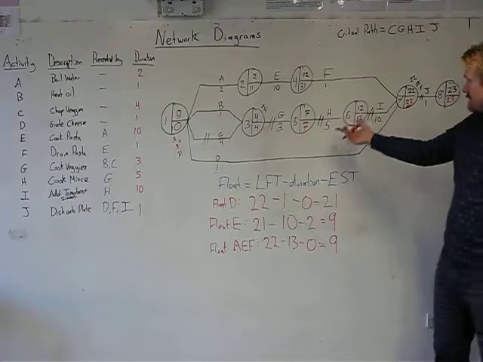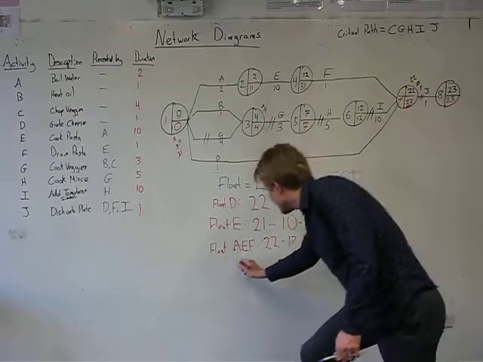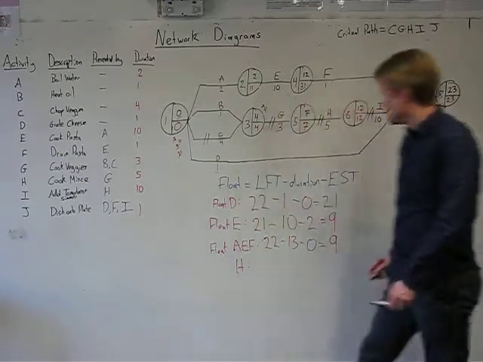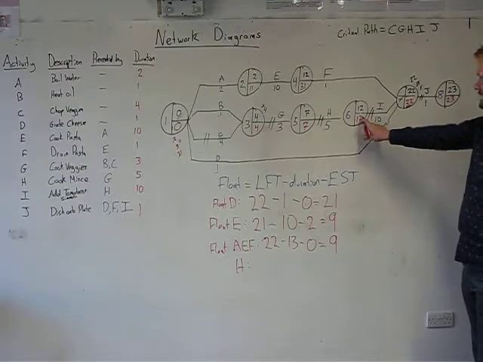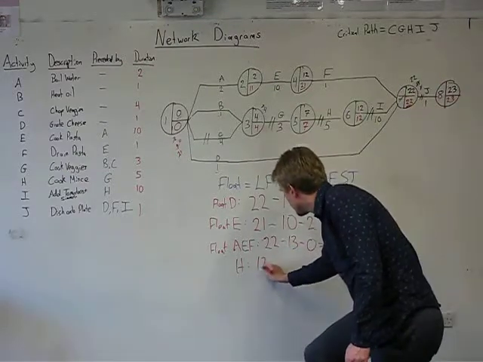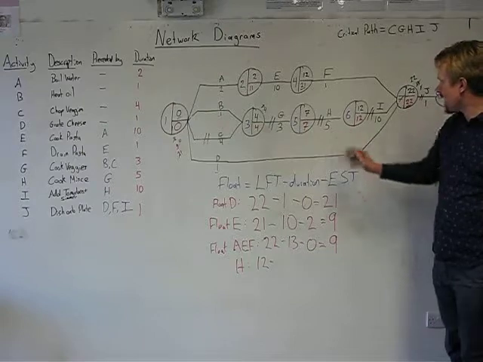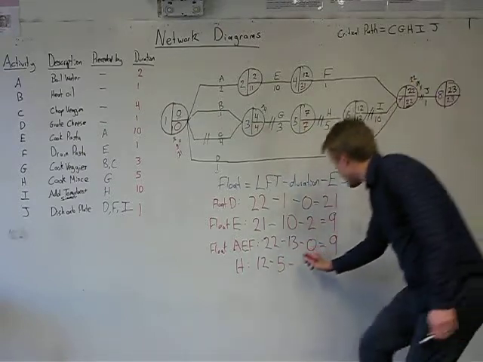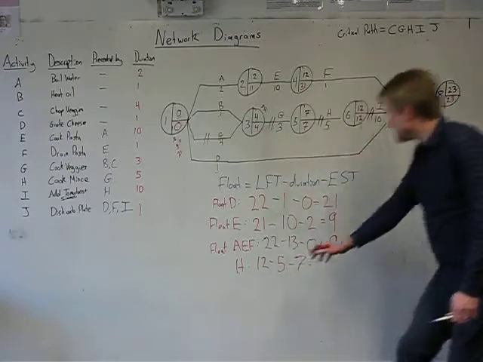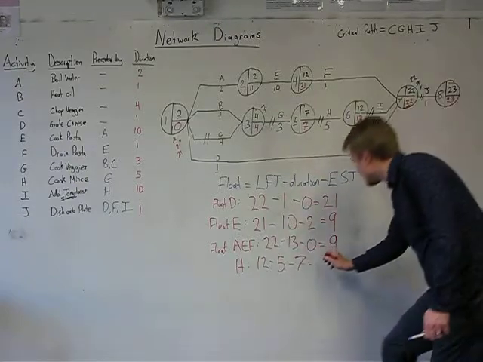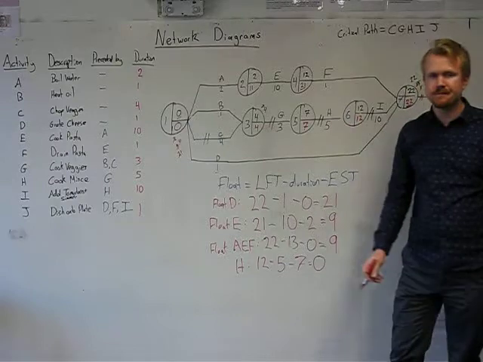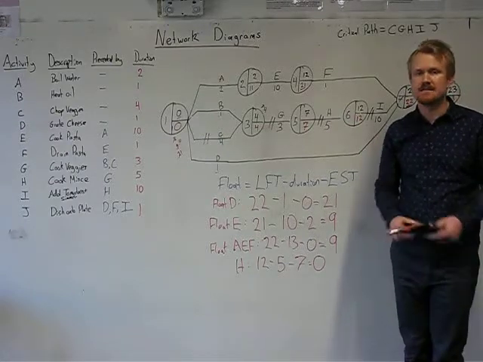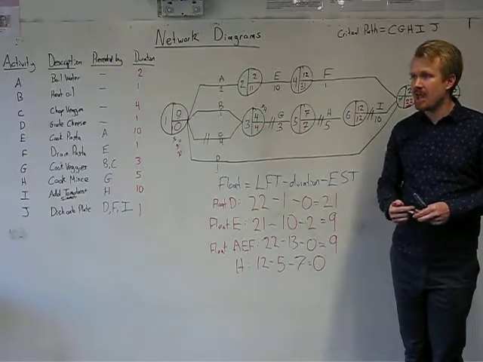So if you look at, for example, the float on task H, it's just a bit of an exercise really. Latest finish time is 12 minus 5, the duration, minus 7. 12 minus 5 minus 7 is 0. So another way of defining the critical path activities are those activities which have a float of 0.